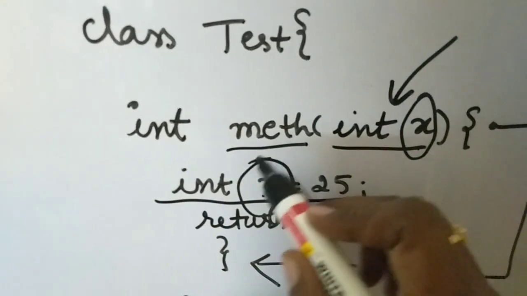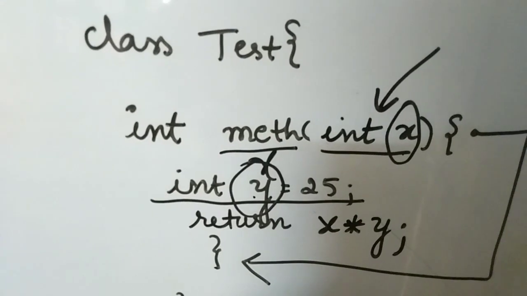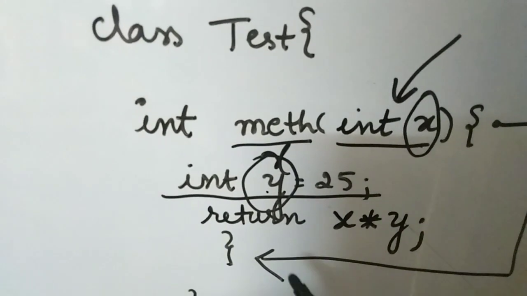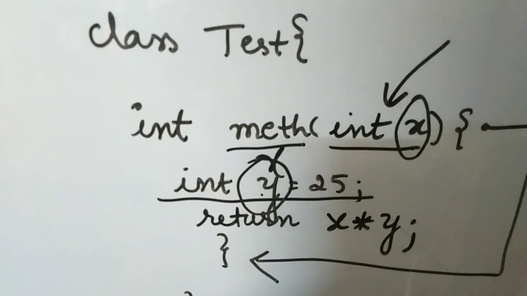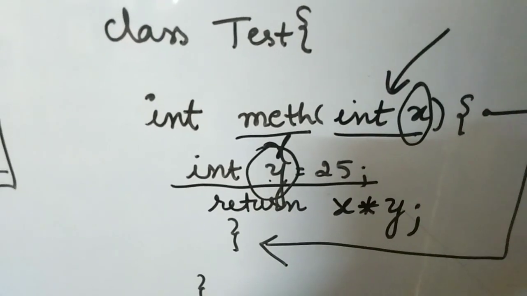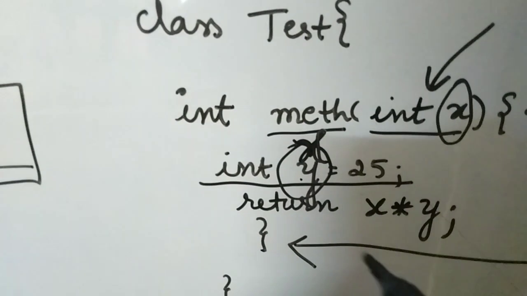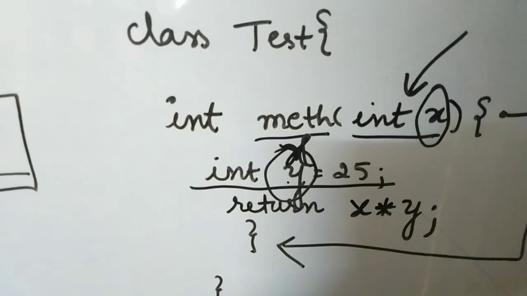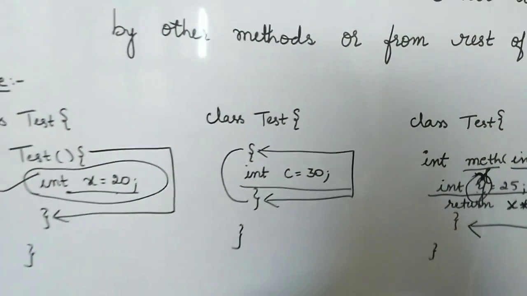So you cannot say int x is equal to 25. There will be a naming conflict over here. The names of the parameter variables and the names of the local variables inside the method should not be the same. They should be different. And Java will not permit you. There will be an error if you are saying this as x, because the program will not know which x you are referring to. Such kind of variables are called local variables.